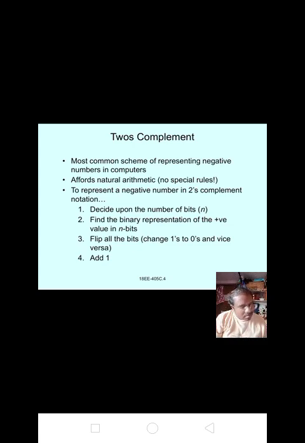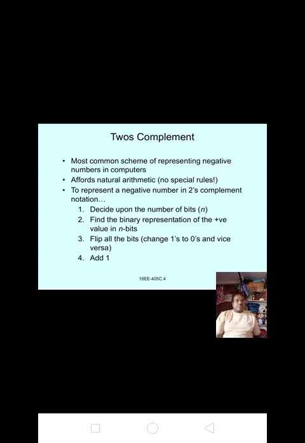bottle. See, 11010. How many digits are there? 3, 4, 5. The code now is 16 8 4 2 1. For 11010, the number is 16 plus 8 is 24, plus 2 is 26. Okay, 26, 5 marks. This is a very simple thing.